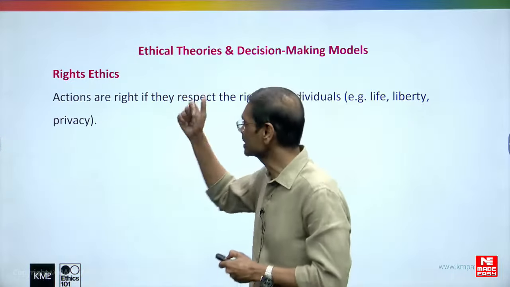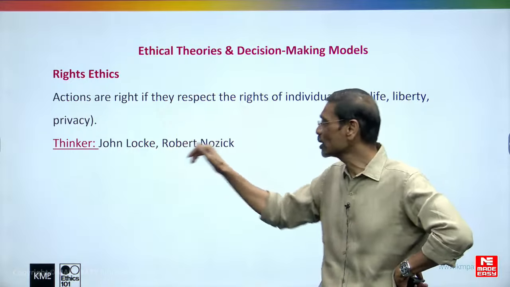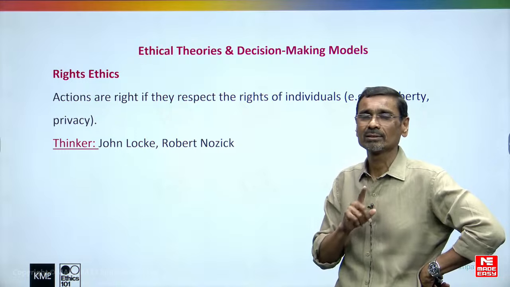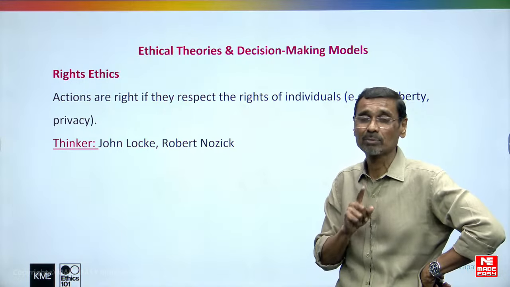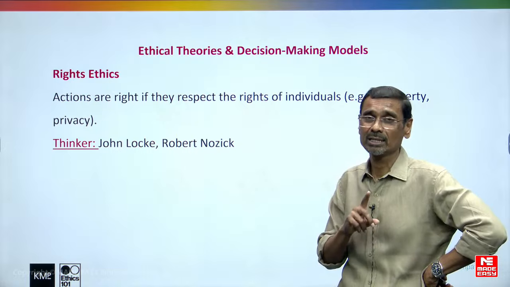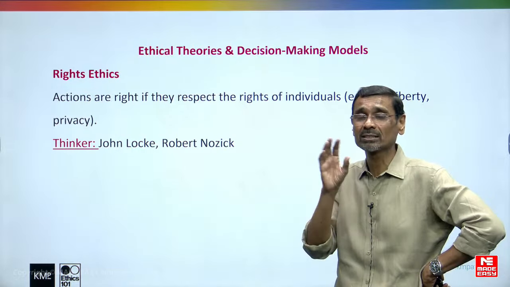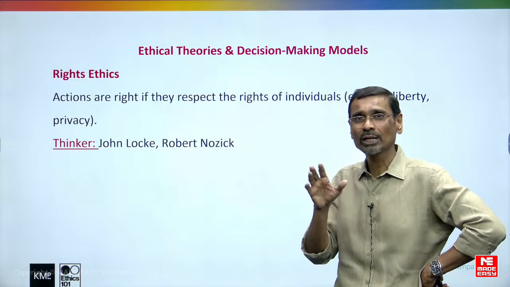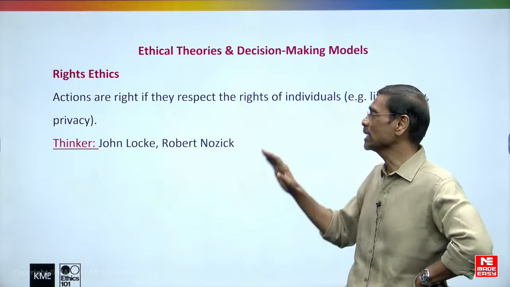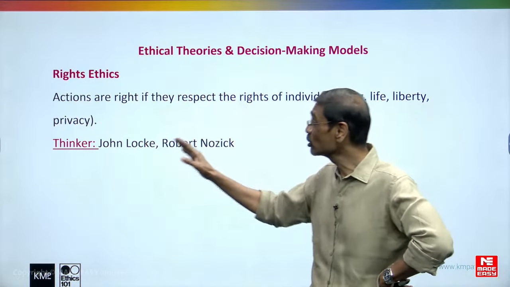That's rights ethics. And here you have two thinkers, John Locke and Robert Nozick. This is extremely critical. Rights ethics. Please remember that. It is a surprise this year, because students normally prepare the first three. They just call them the big three: virtue, duty, consequentialism. There's a possibility they may surprise you with rights. And note the names, John Locke, Robert Nozick.